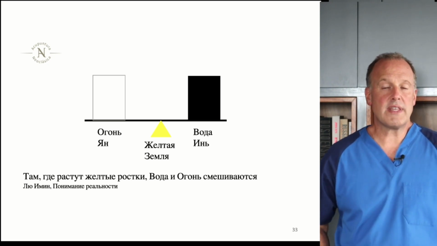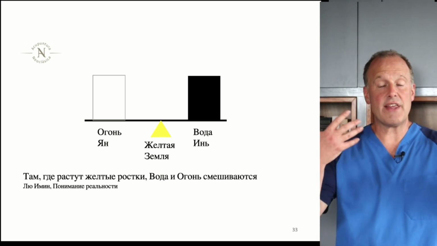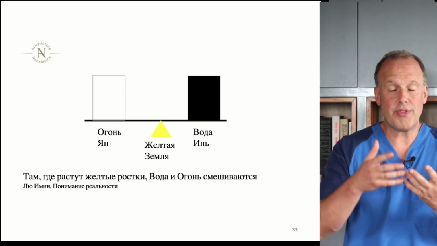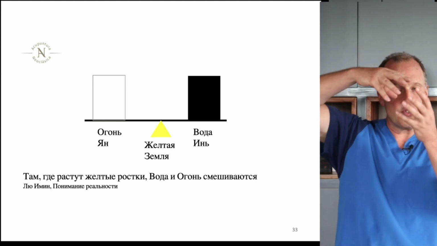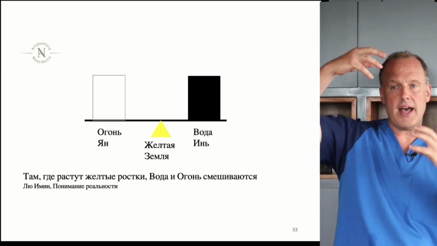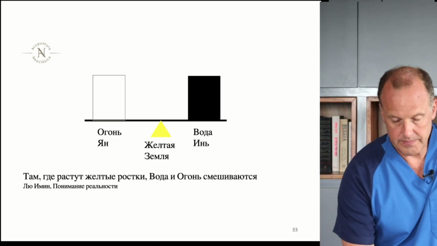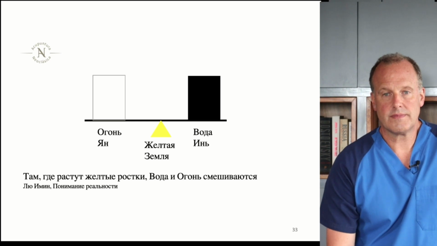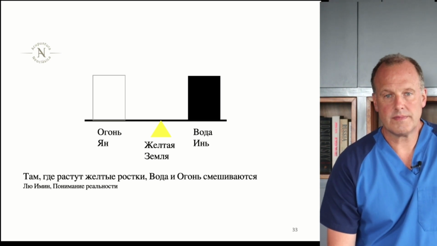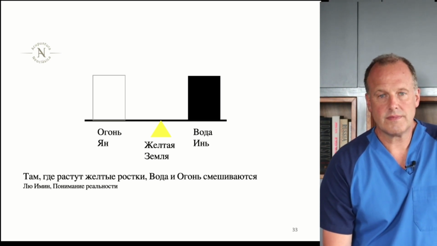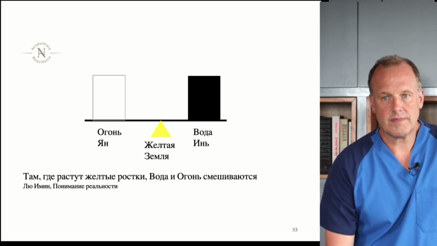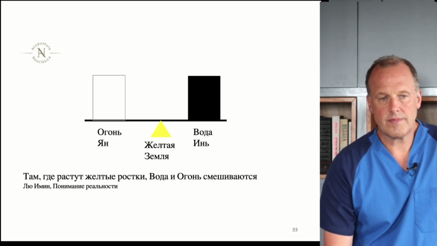Once again, they say where the yellow woman brings together the tiger and dragon. It's where the yellow shoots grow that water and fire mix. So it's all being balanced on earth. Помните, в предыдущей цитате речь шла о том, что желтая женщина соединяет тигра и дракона. Здесь речь идет о том, что там, где растут желтые ростки, вода и огонь соединяются, смешиваются. То есть все приходит в баланс в земле.